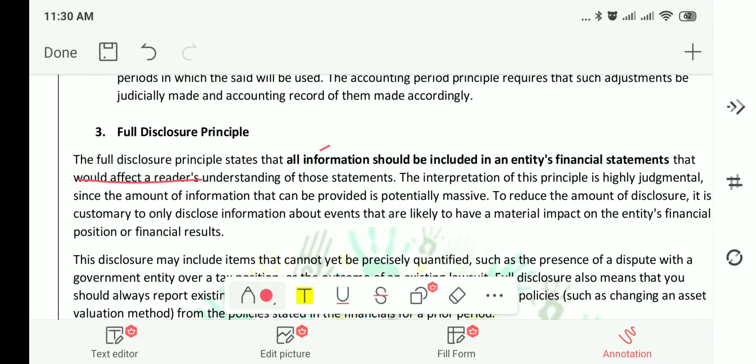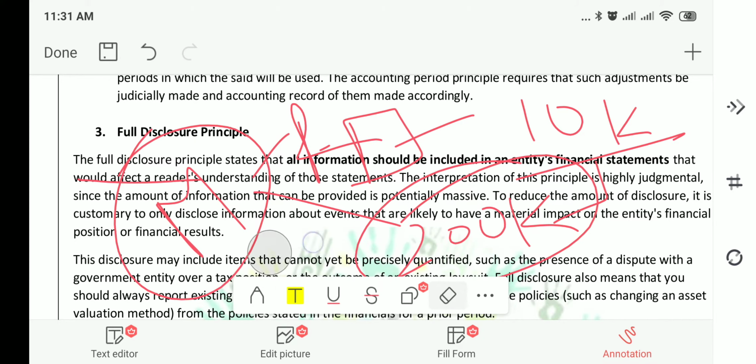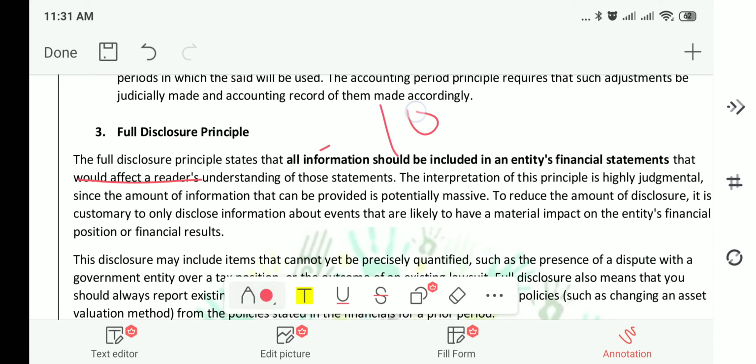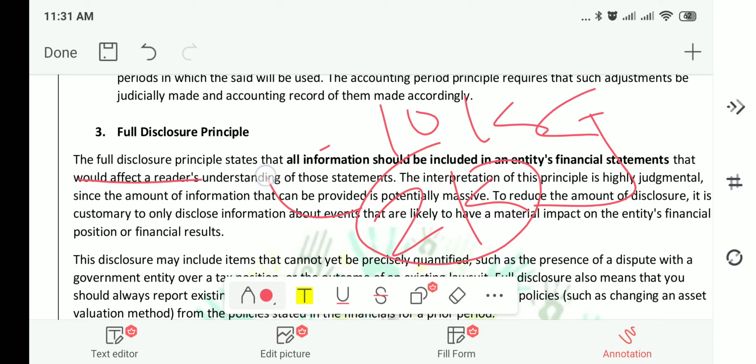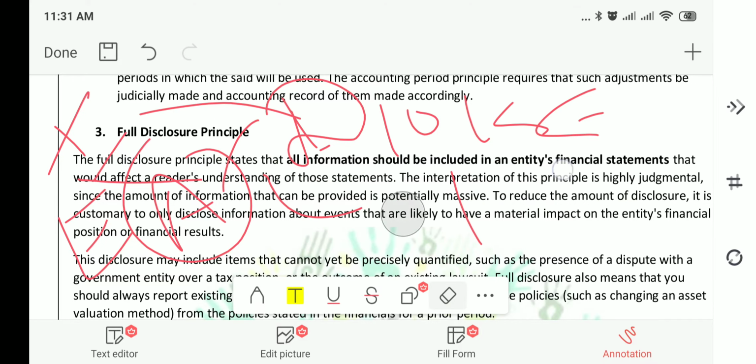But if I am running an organization with a capital of only 10,000 rupees and I have spent 2,000 rupees on a machine for a repair, right? Now, for a capital of 10,000 rupees, 2,000 is a huge matter, and I should mention it in my accounting books because this will impact the decisions being taken by the internal as well as external users, right?